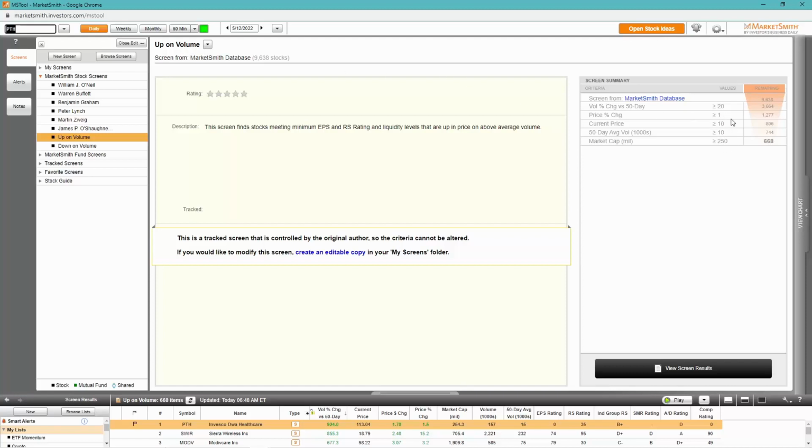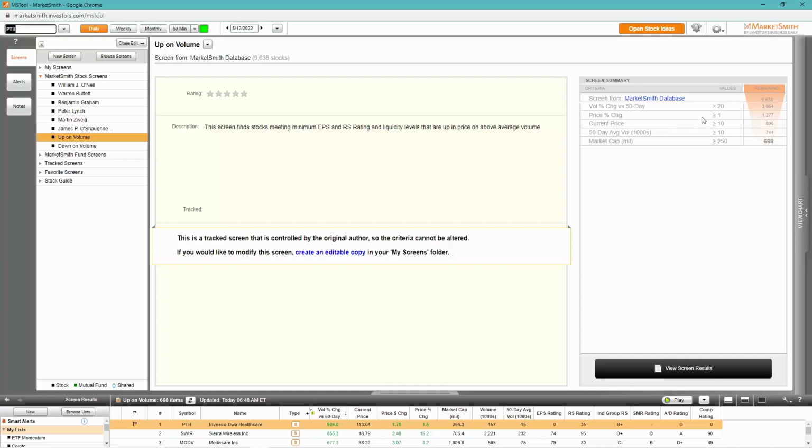So this is the criteria over here, and this can be easily adjusted. I just really want to walk you through this right here. We're looking for above average volume, volume percentage change versus the 50-day average. So what this means is that we're looking for all stocks on the current day that are trading 20% above average volume. Really, I like much more than that, but this is really just a starting point. Again, you can customize it. I'm really looking for stocks that are a minimum of 100% above average, so double the average volume.